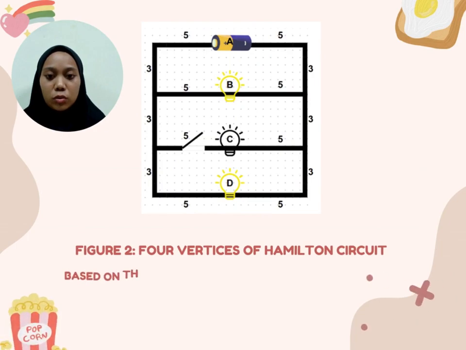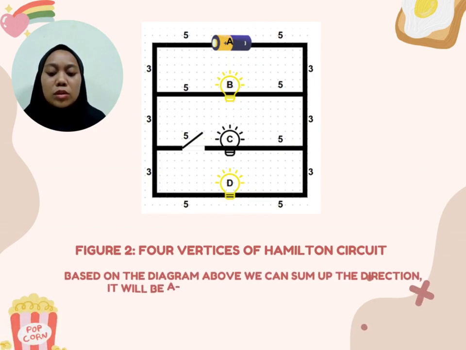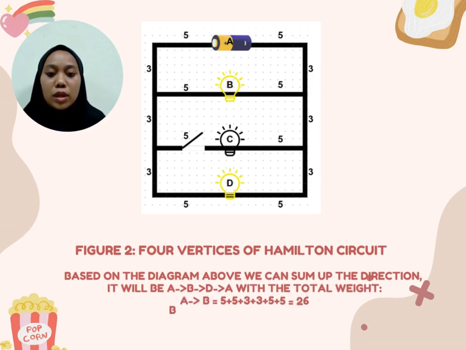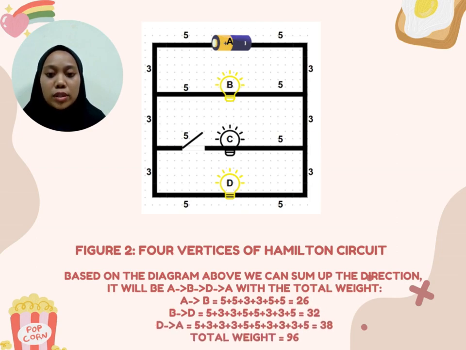For figure 2, we have 4 vertices of Hamilton circuits. In an electronic circuit, we must pass both sides of the battery. So in figure 2, we need to calculate the weight 2 times at each vertex. Based on the diagram above, we can sum up the direction. We start with vertex A, B, D, and end with vertex A.